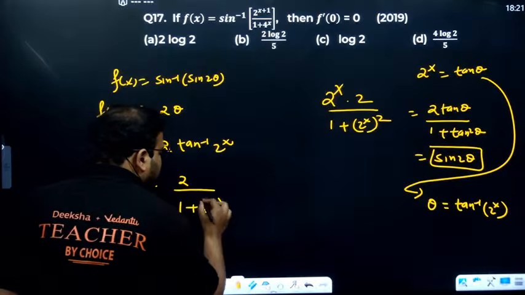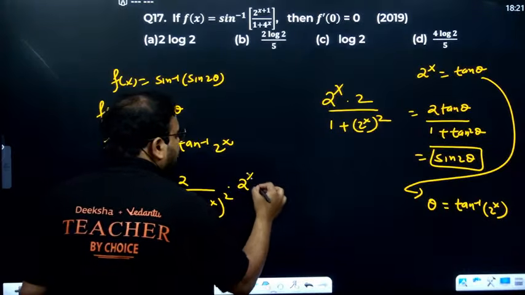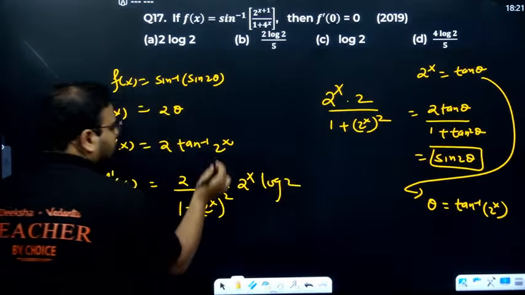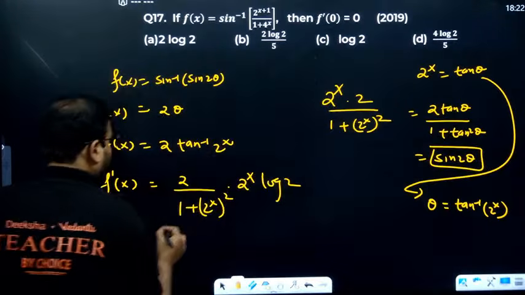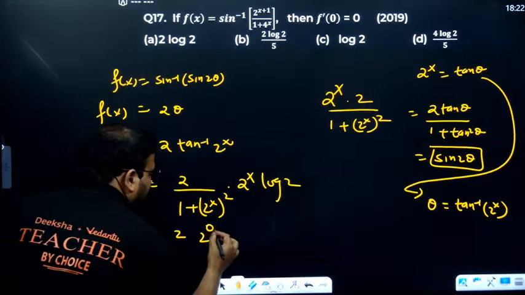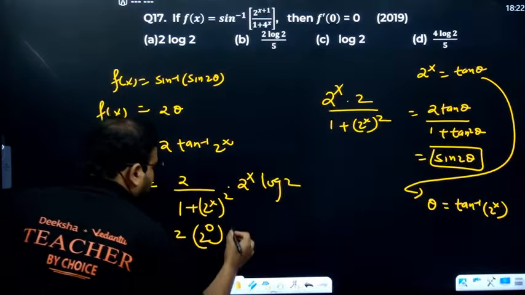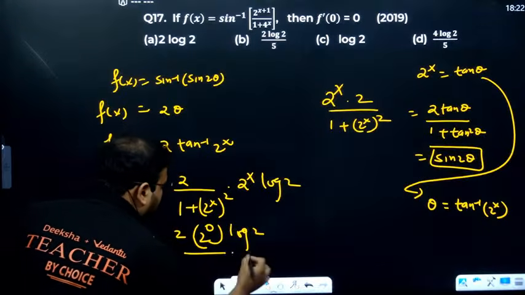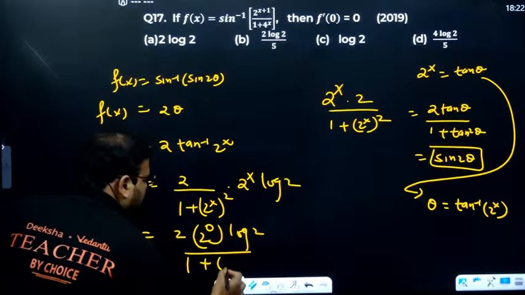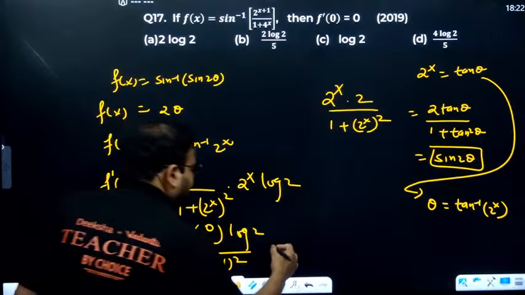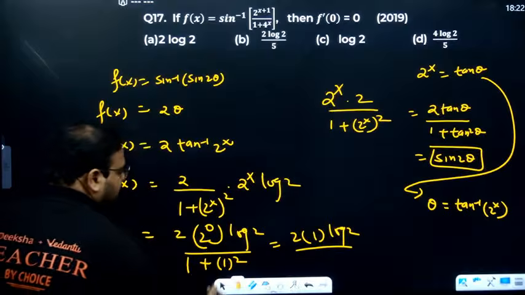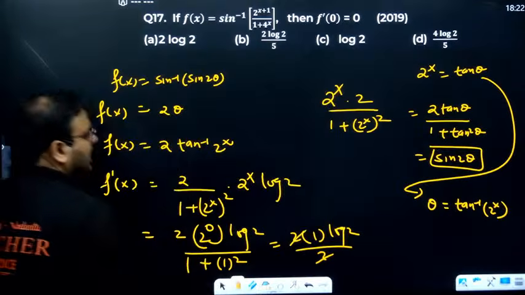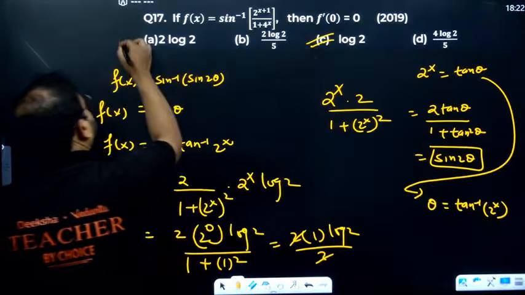2 power x the square times 2 power x log 2. Derivative of 2 power x is what? 2 power x log 2. Now put the value x as 0. Check. 2 times 2 power 0 into log 2 upon 1 plus 2 power 0 is 1, so 1 square. Have a look. 2 times 1 into log 2 upon 1 plus 1 square, that is 2. 2 and 2 cancel. Answer is option C.